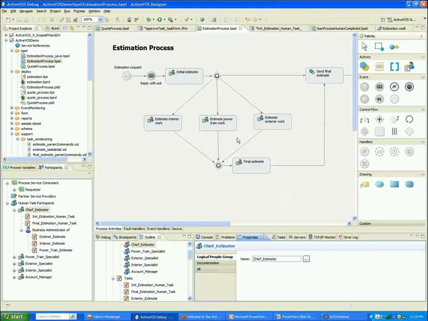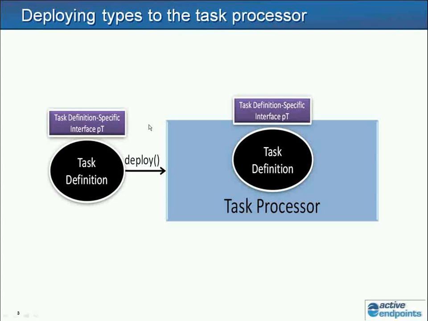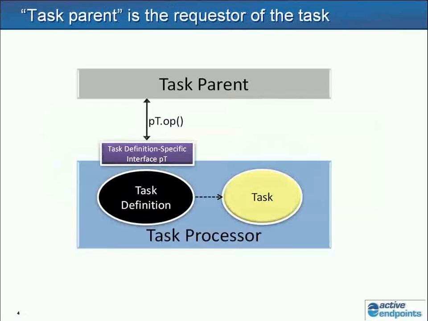So since every task has different inputs and different outputs, every time somebody creates a new task, a definition of that has to be deployed to the task processor. So we can see there's this task processor that gets new task definitions over time as new kinds of things need to be done. Okay.